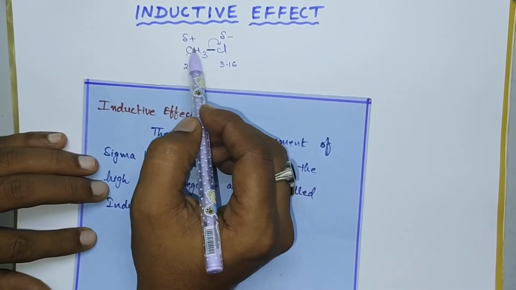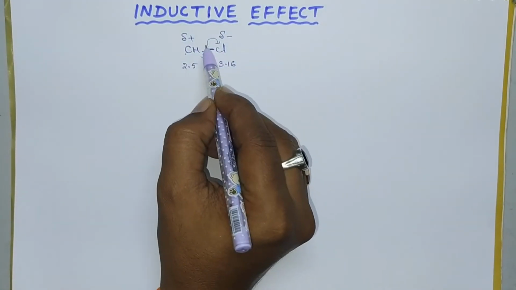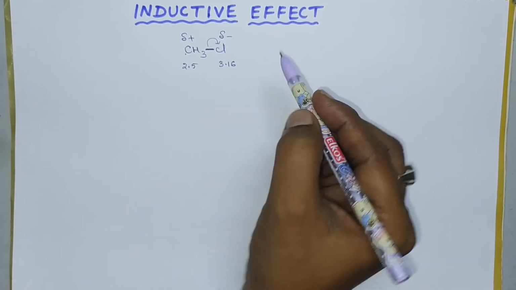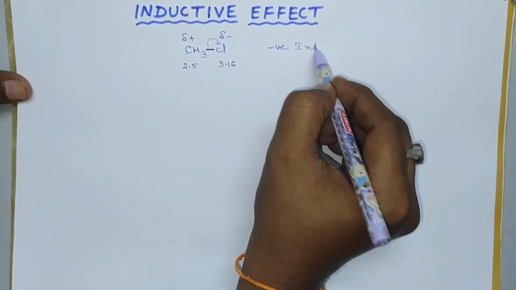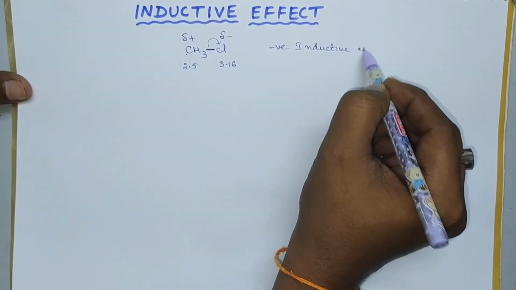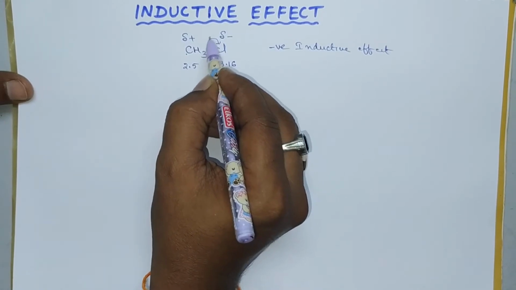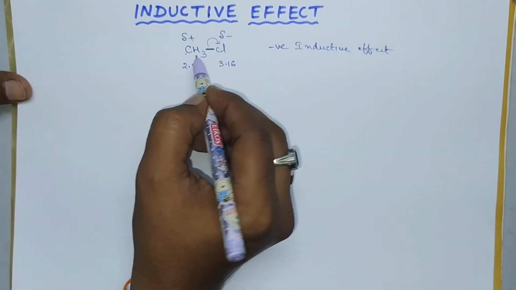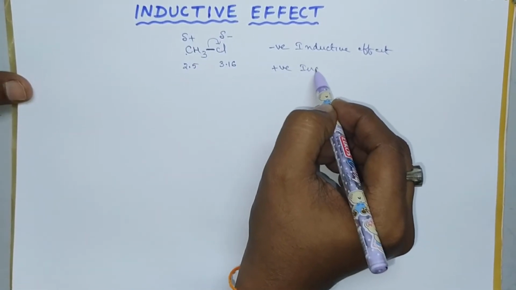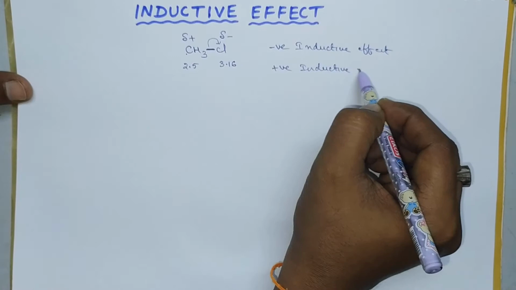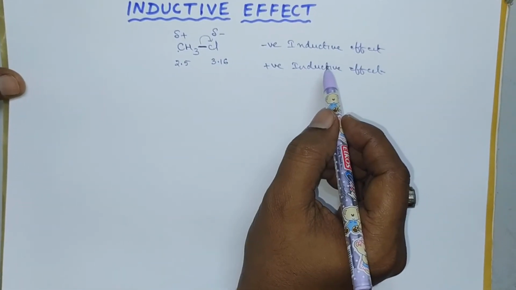In this way we can classify this effect into two types. If the electrons are moving towards an atom, that effect is called minus inductive effect or negative inductive effect. If the electrons are moving away from the atom, that is called positive inductive effect. So the inductive effect is of two types: negative inductive effect and positive inductive effect.